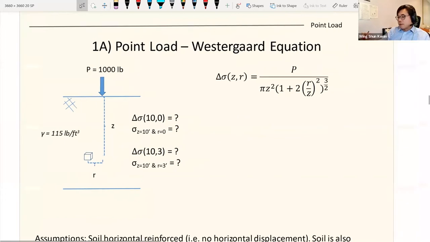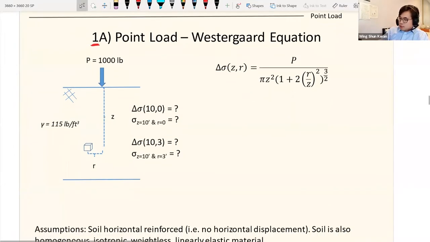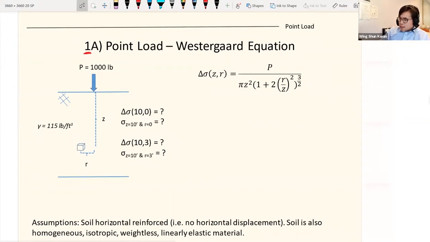So the first footing geometry we have is the point loading, and we are looking at the Westergaard equations now. This is the formula they have. It's a closed-form solution.